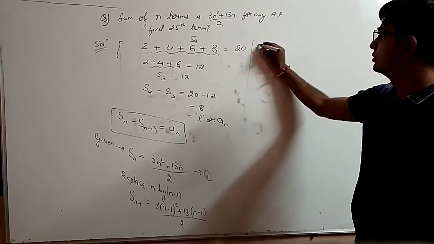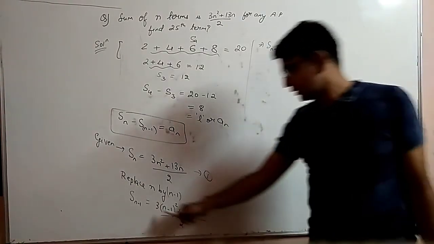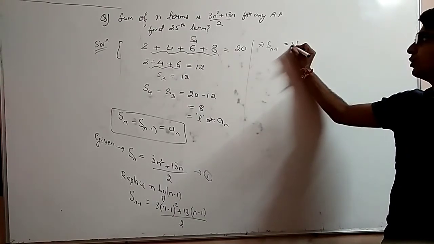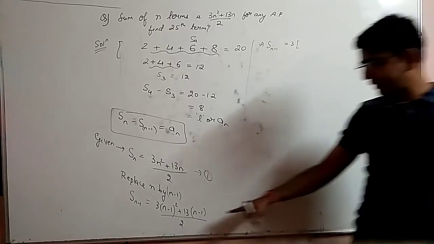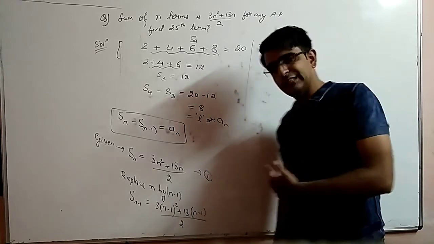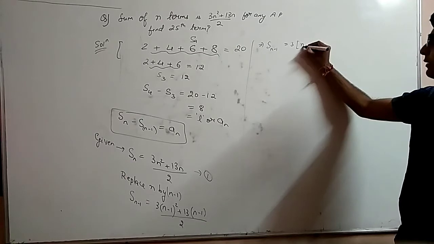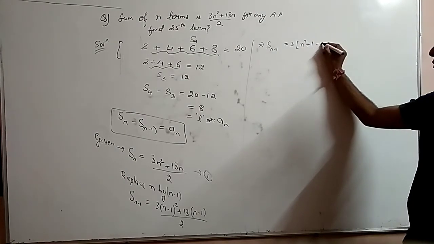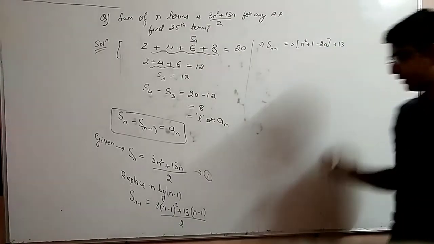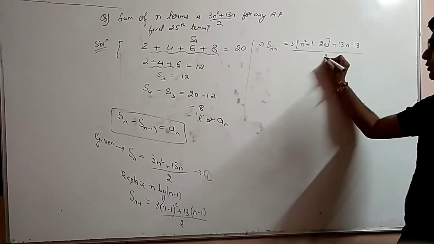Okay, so the value of S of n minus 1 is 3 into (n minus 1) whole square. Okay, opening the bracket, (a minus b) whole square, what is it? It is a square plus b square minus 2ab. So here I can write n square plus 1 minus 2n, and here I am opening the bracket, it will become 13n minus 13, the whole upon 2.